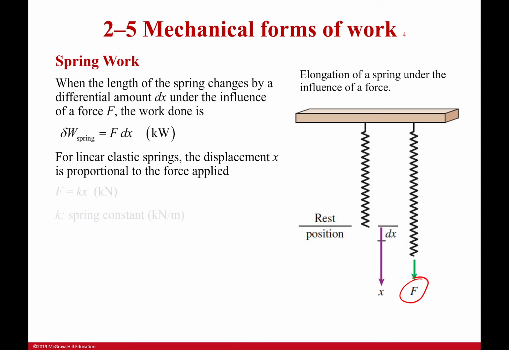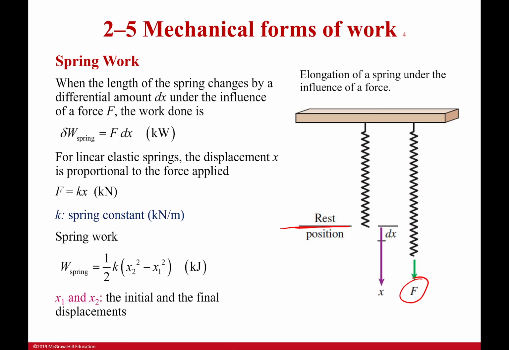Luckily for us, the force of a spring actually has a known equation. K is a spring constant, and x right here is the difference from where it's nice and happy, where it's at rest, to where it is right now. So how far have you taken it from that point? Now if I integrate that using your skills from calculus, we get 1/2 K times the final distance from rest position squared minus the initial position from rest squared. So how far do you displace it for both of those? And we get our answer.